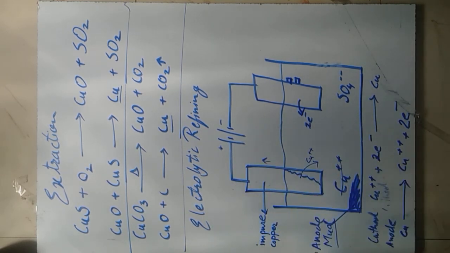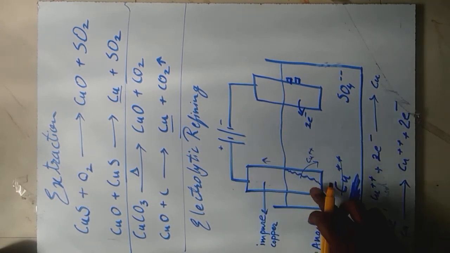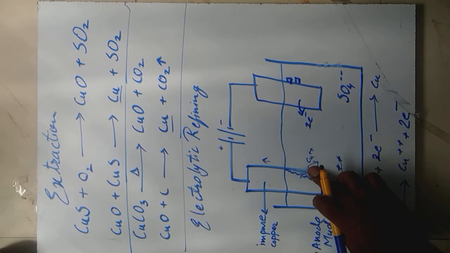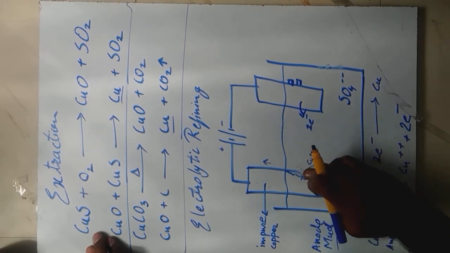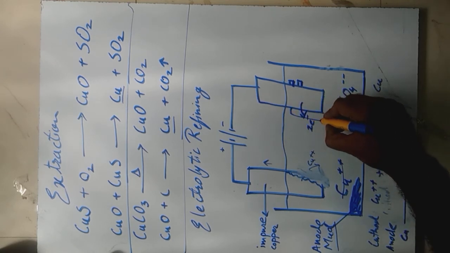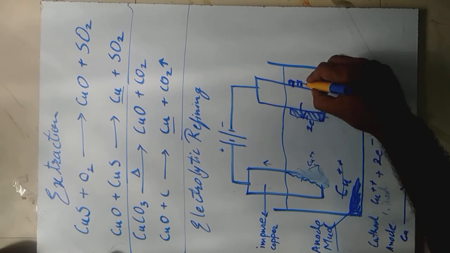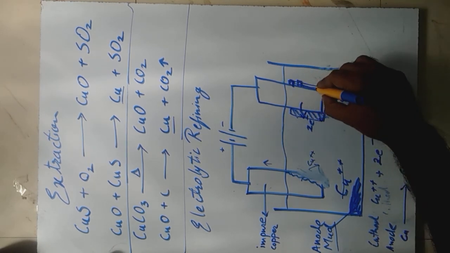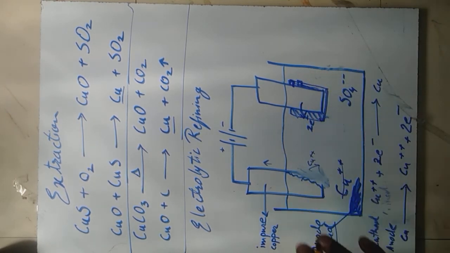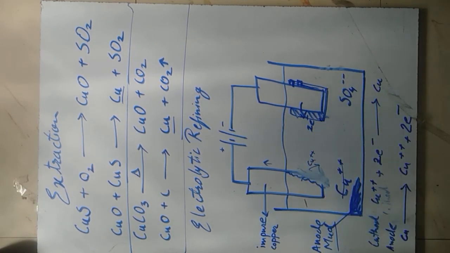In this complete process, the impure copper at the anode goes on depleting, that is, it becomes smaller in size, whereas there is a thick deposition of pure copper onto the cathode side. This goes on increasing in size and this goes on decreasing in size. However, the amount of copper sulfate in the electrolyte remains the same. This is the electrolytic refining process of copper.